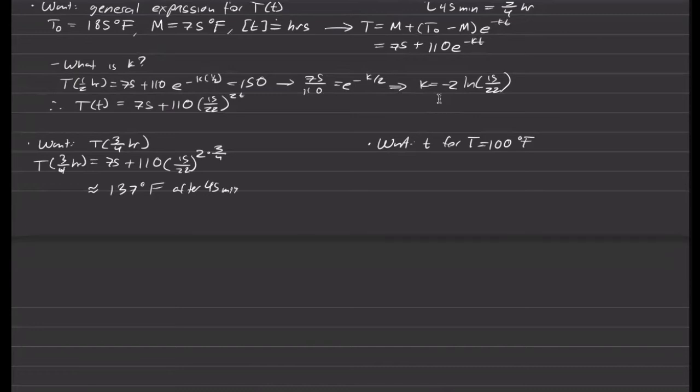For this other thing, all we're going to do is sub in 100 for T. So this will be 100 is equal to 75 plus 110 times 15 over 22 to the 2t. Let's solve that out. 25 over 110 is equal to 15 over 22 to the 2t. If you solve that out, you should get t approximately equal to 1.93 hours, which sounds about right.